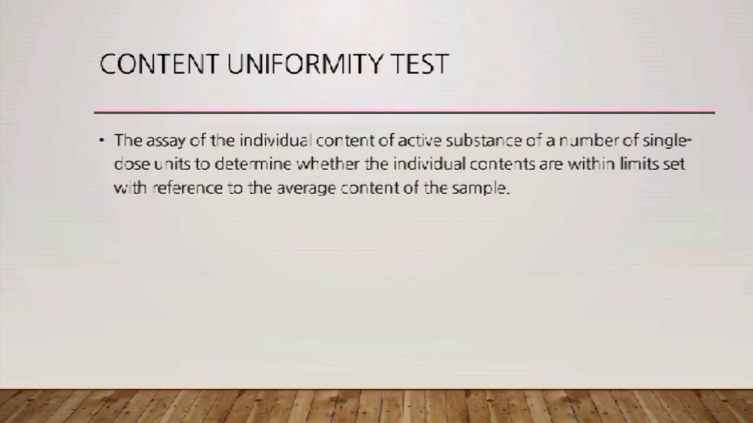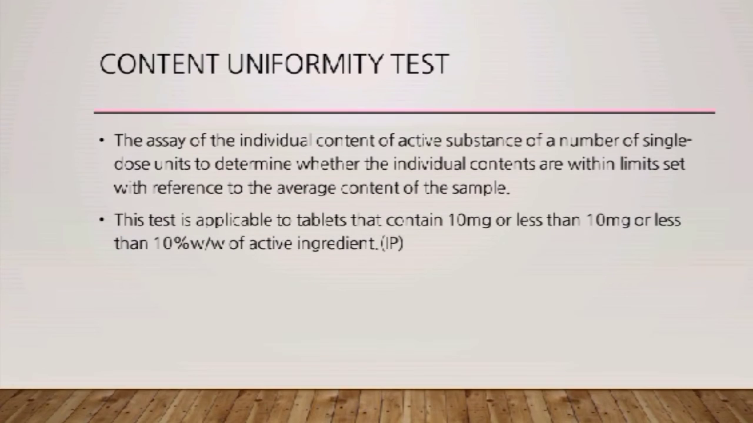Now next is the content uniformity test. It comes under the official tests. It is the assay of the individual content of active substance of a number of single dose units to determine whether the individual contents are within the limit set with reference to the average content of the sample. It simply tells us how much API, or active ingredient, is present in a solid dosage form within a prescribed limit. This test is applicable to tablets that contain 10 mg or less than 10 mg.